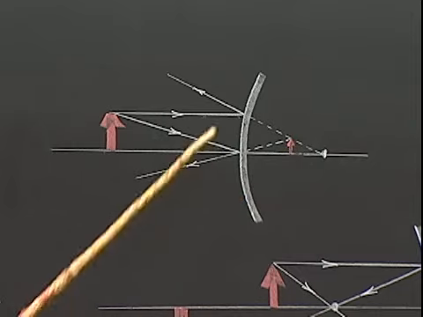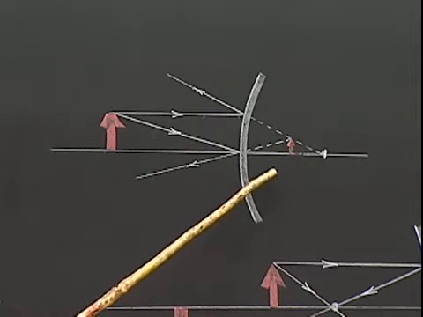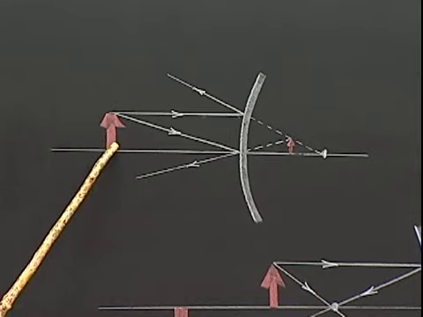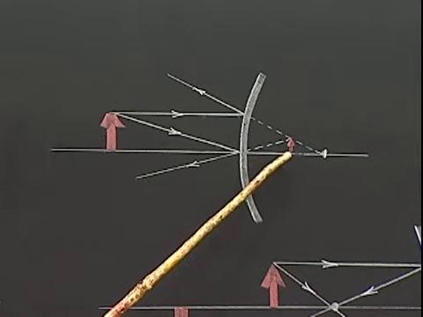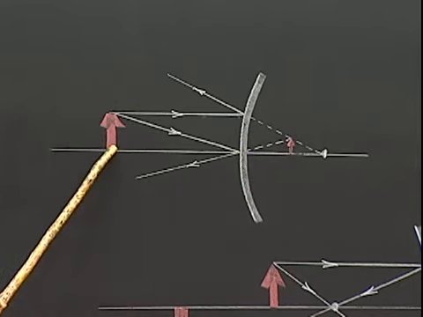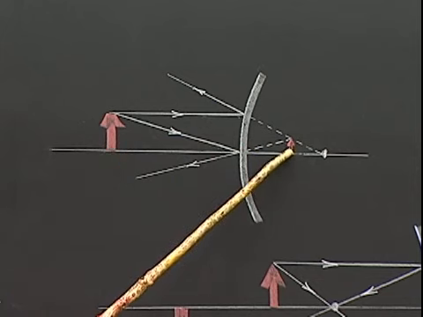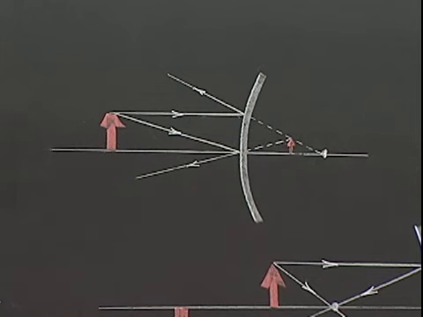We notice in the case of the convex mirror that the image is smaller than the object. The image is closer to the mirror than is the object. The image is erect and it's virtual.